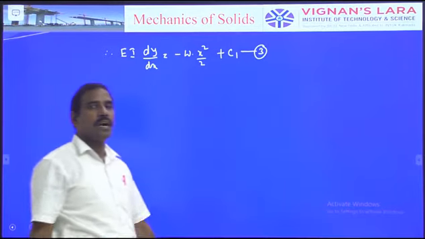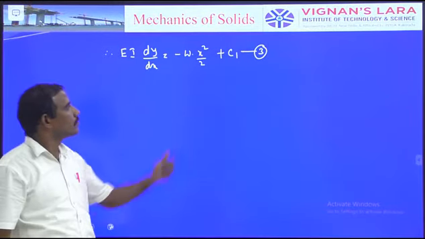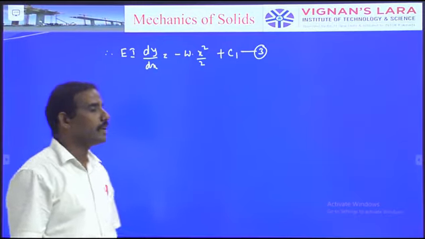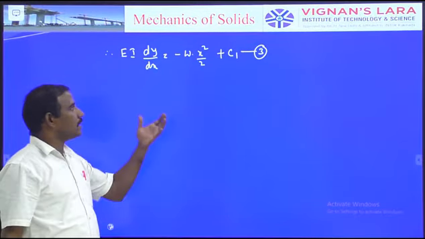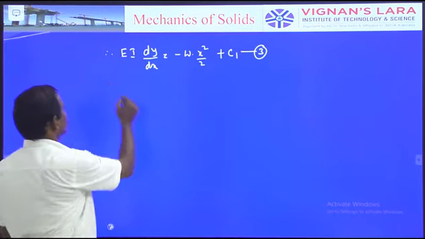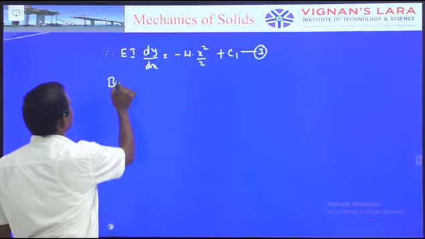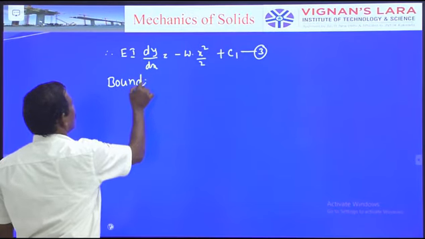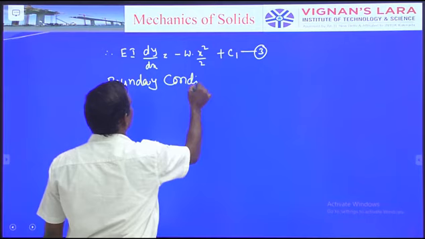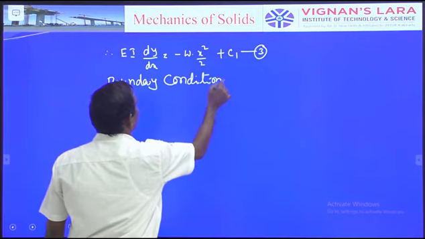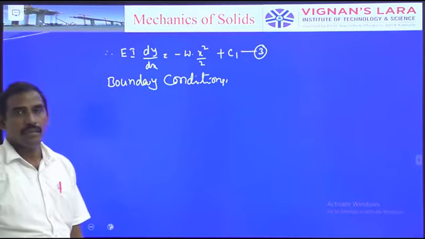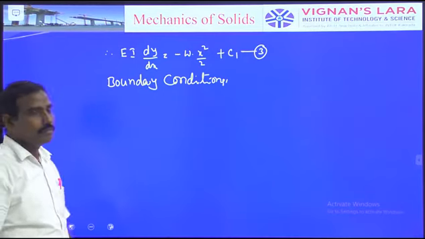Here we have to find out the C1 value, that is the constant of integration. That is obtained by imposing the boundary conditions. So what about the boundary conditions?